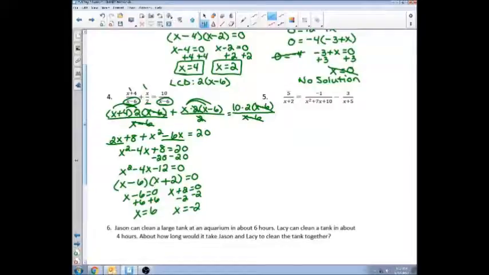Before I can box my answers, I need to check for my restrictions. My restriction is going to come from x minus 6. So we know that x cannot equal positive 6, which means that this answer is no good, but my x equaling negative 2 is good. Okay? On to our final example here before our story problem.